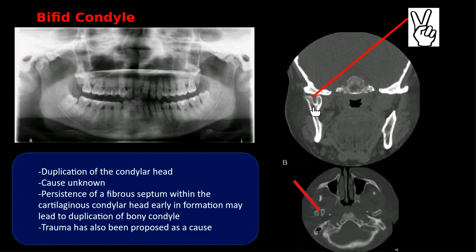And on the axial view, you can see this TMJ. You can see it's a bifid condyle, basically like a peace sign. It separates into two. So if you look back in your pan where you're trained to look at your condyle, it shows two areas which are like a peace sign. You can see that.